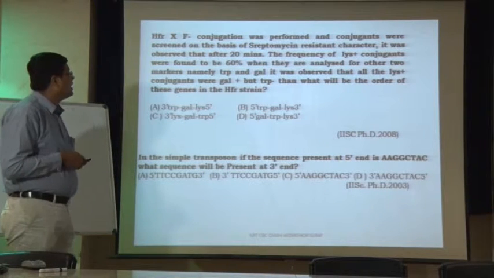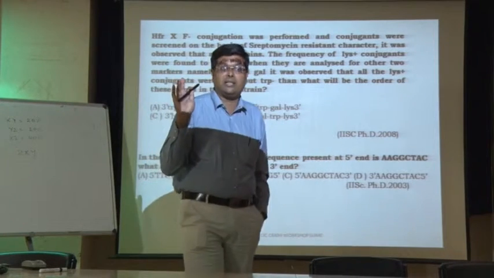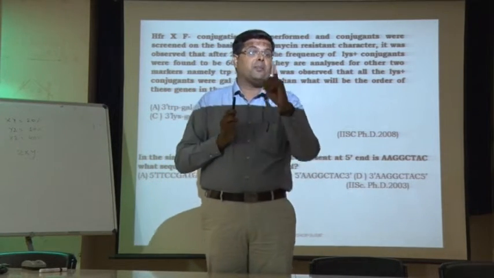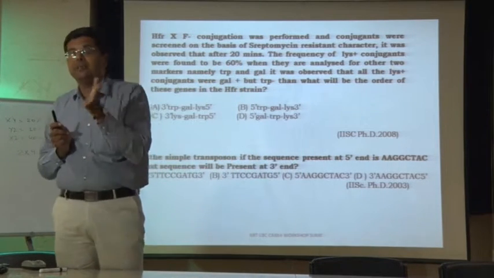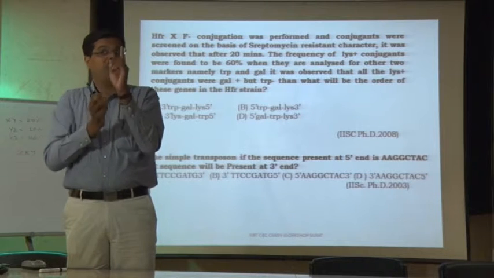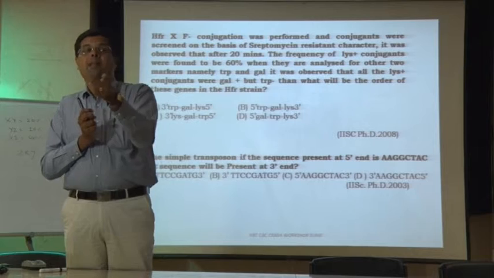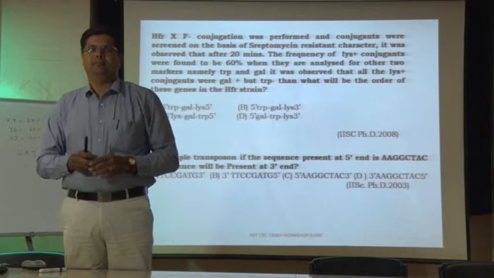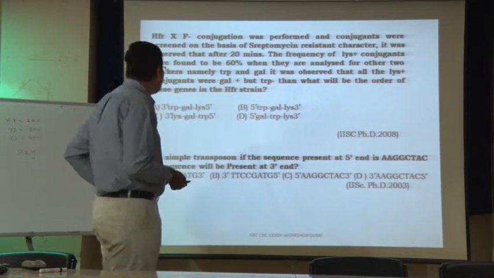Okay. What will be the correct answer out of these four? 5 prime 3 prime का ध्यान रखना, इसमें कंफ्यूजन नहीं होना चाहिए. जैसे मैंने आपको पहले बताया था, 5 प्राइम एंड का जो इंटीग्रेशन साइट है आपका एपिसोम का, एफ प्लाज्मिड का, वहां के जो जीन्स हैं वो पहले एंटर होंगे. देखो आपको कंफ्यूज करने के लिए वो 3 प्राइम 5 प्राइम ऐसा डालेगा, एग्जामिनर डालेगा 3 प्राइम एंड 5 प्राइम एंड. What will be the correct answer?